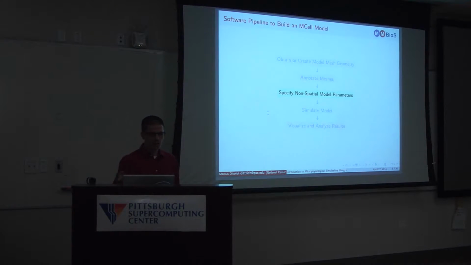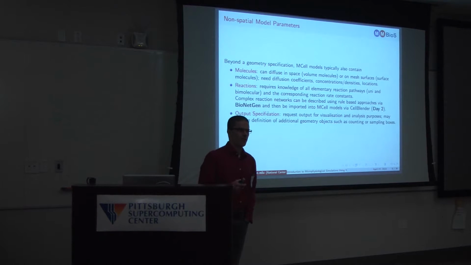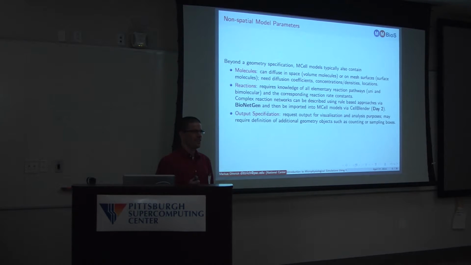So this is the geometry. After going through one of these three steps, you have some kind of geometry that you think represents your model. Now you need to think about some additional parameters or components of your model. One of them is molecules. There are presumably some molecules floating around in your simulations, or on, or in the membranes of your simulation. So you need to know, what are these? Where are they located? Where they are is sometimes not an easy question to answer. So you need to think about where they are on the surface, and where they are in the volume.